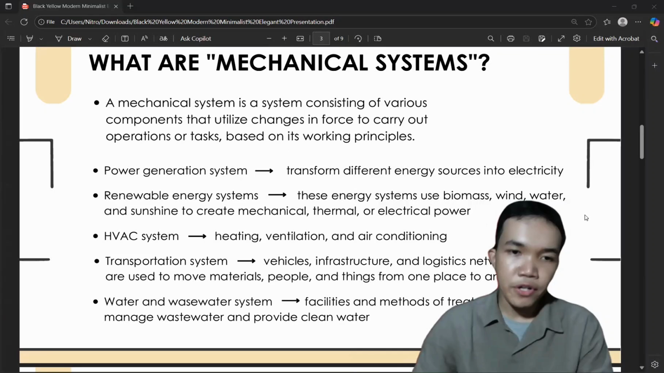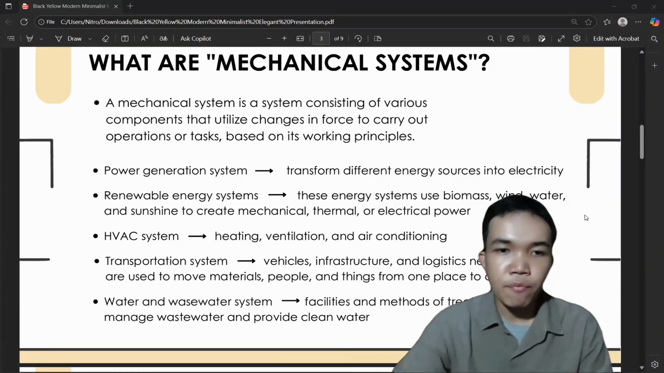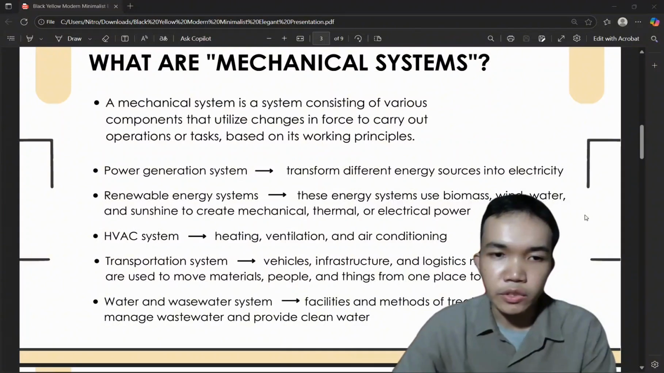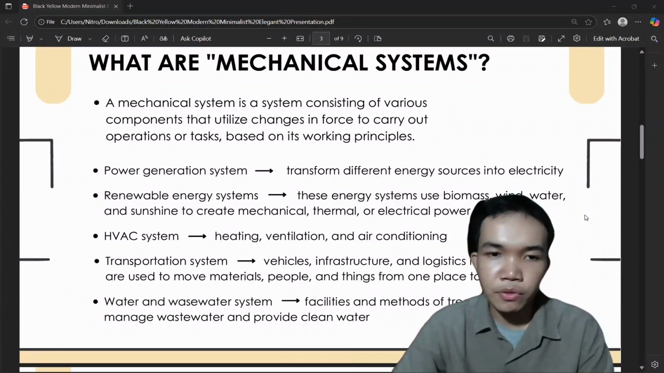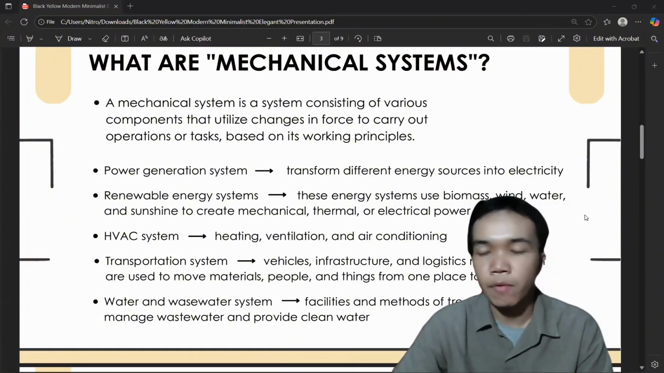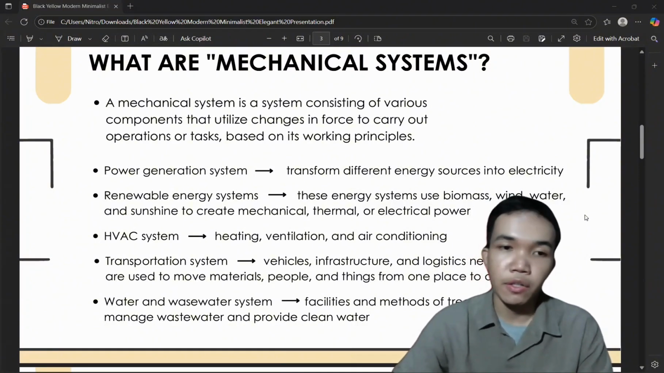First, a power generation system. This device transforms different energy sources into electricity that might be used in commercial and industrial setting. Power plants, generator, turbine, and electrical grids are example of this system. Fossil fuel-based systems like coal and natural gas and renewable energy sources like solar, wind, and hydroelectric power are example of power generation technology.